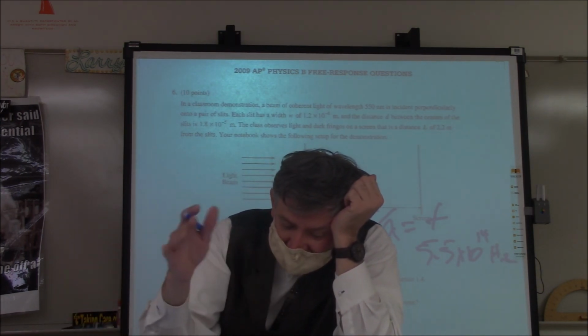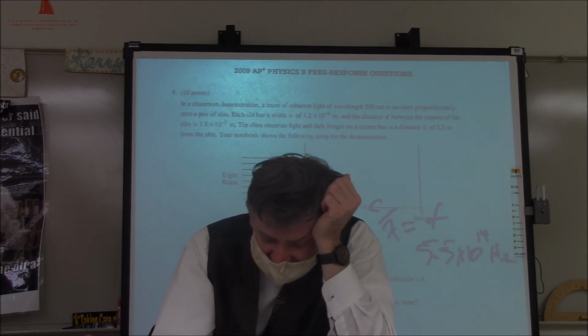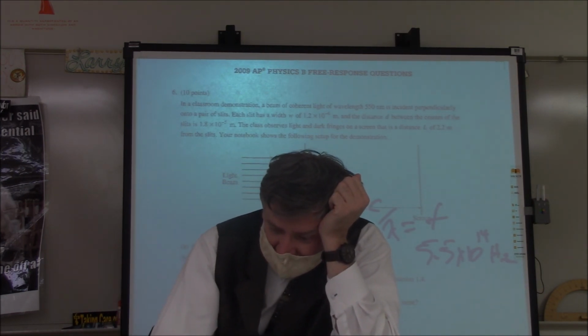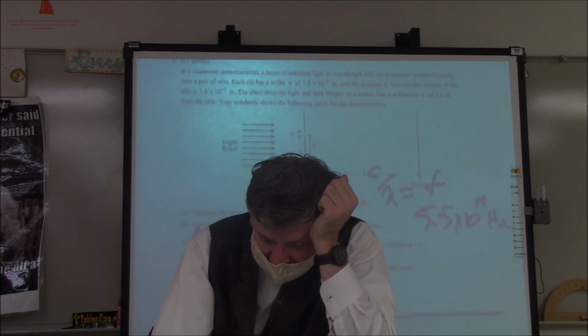Then the distance between the adjacent dark fringes on the screen. What'd you get? 0.0672 meters. Beautiful. Yes. So that's just going to be x L divided by d, which is going to be 0.067 meters.